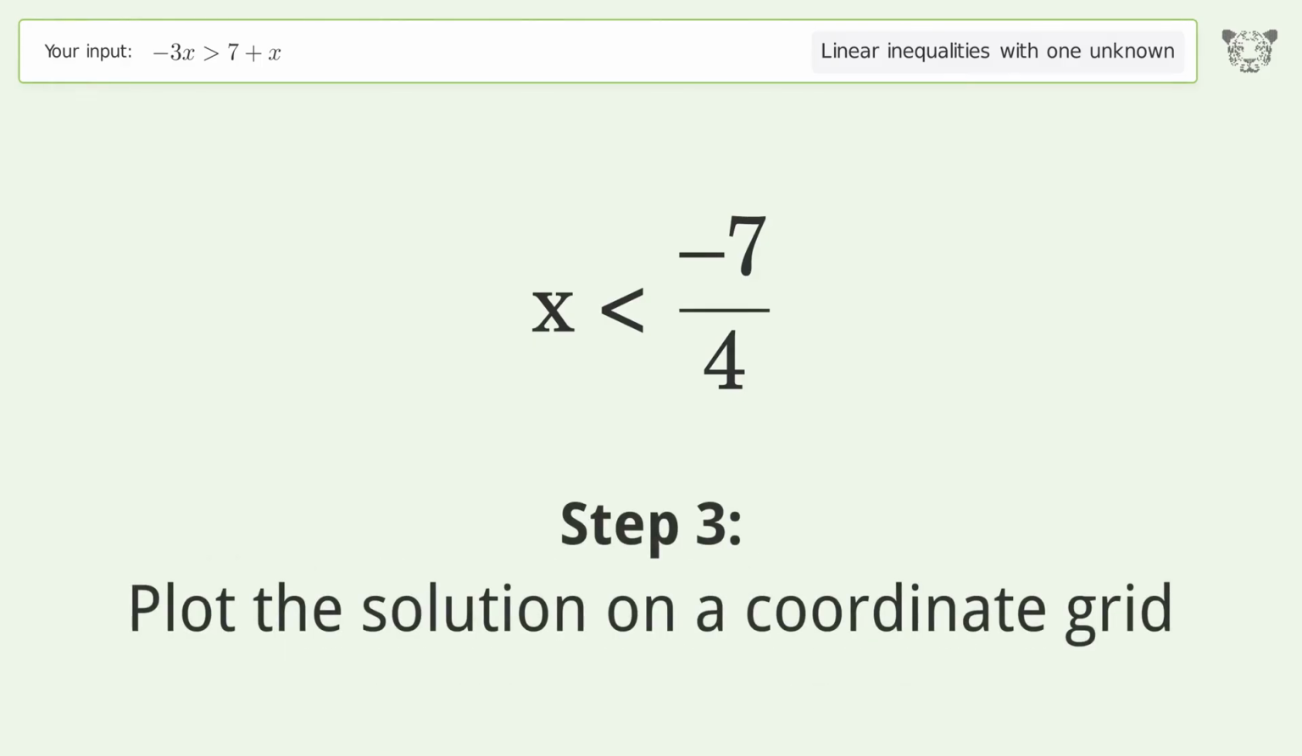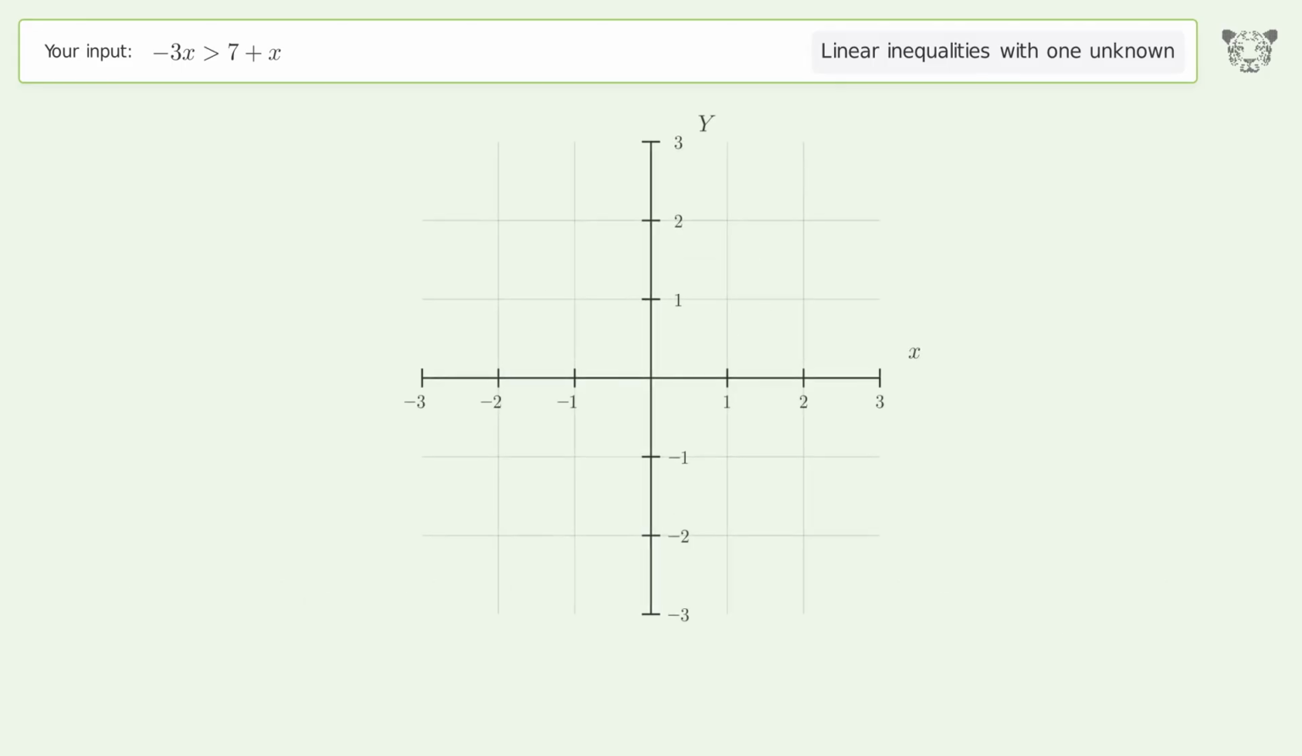Plot the solution on a coordinate grid. And so the final result is x smaller than -7/4 smaller than -13/4.